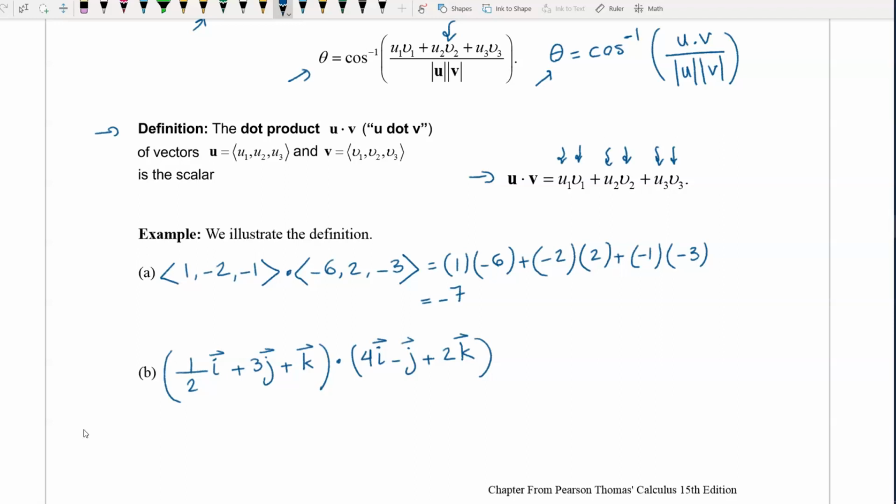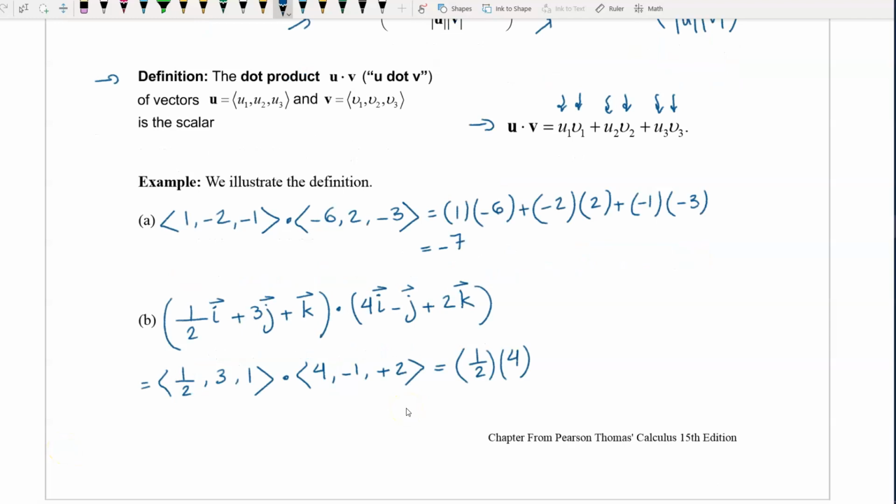In part B, we want to take the dot product of vectors 1/2 i plus 3j plus k and 4i minus j plus 2k, writing in component form. So on this part we have 1/2 times 4 plus 3 times -1 plus 1 times 2, and this is equal to 1.